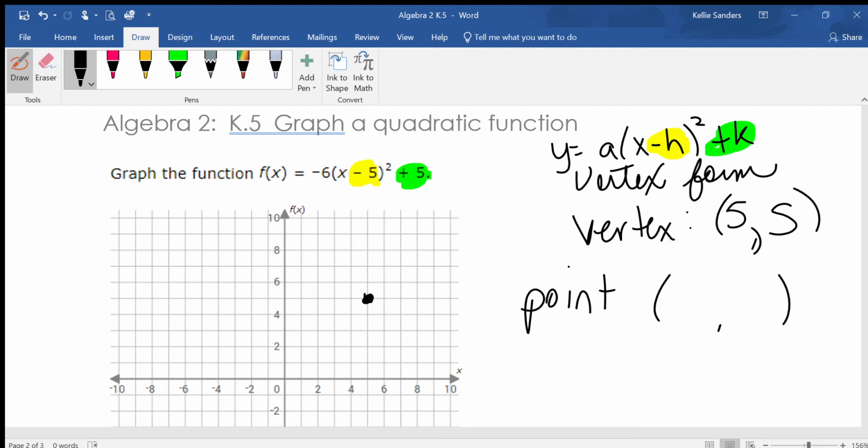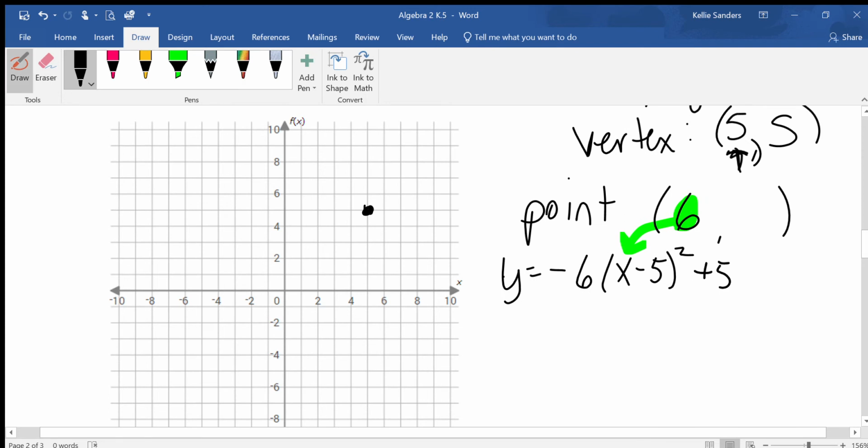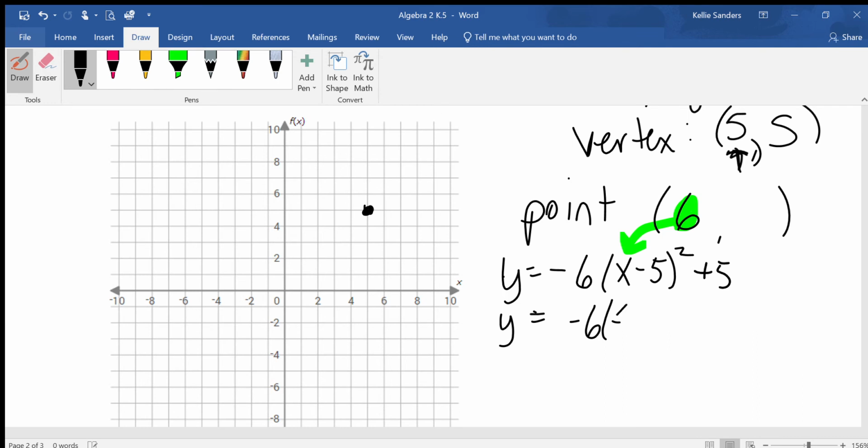Again, I'm going to pick a number that's really, really close to this 5. And let's go 6. So I'm going to put 6 into the problem. So if y equals negative 1 times x minus 5 squared plus 5, I'm going to put this 6 into that x because it's in the x spot. So y equals negative 1 times 6 minus 5 squared plus 5.